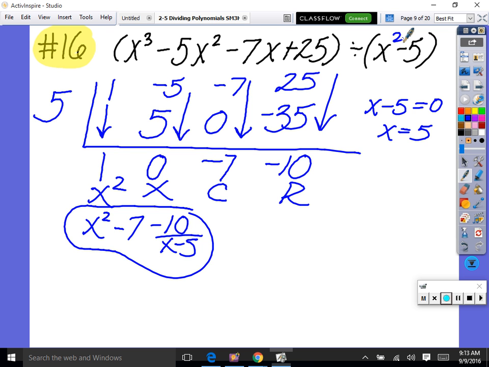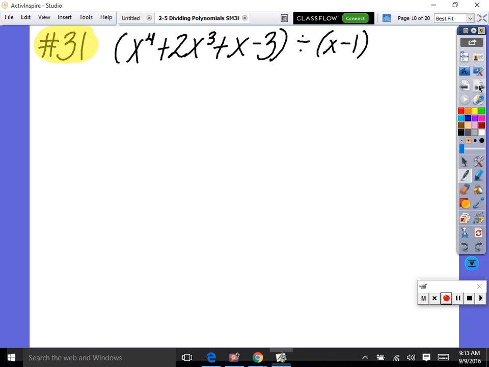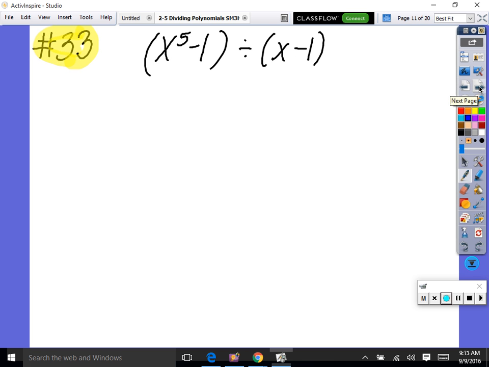Great questions. Okay, I won't do 31 if you're good, but notice on 31, aren't we missing x squared? We're going to have to put in a 0. Yep, we are going to end up, good point, with an x cubed. Okay, so same with 33. You sure you don't want me to do it? You put in, okay, 33.